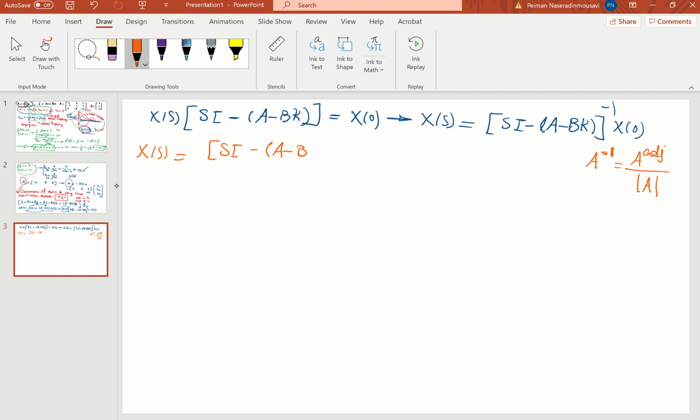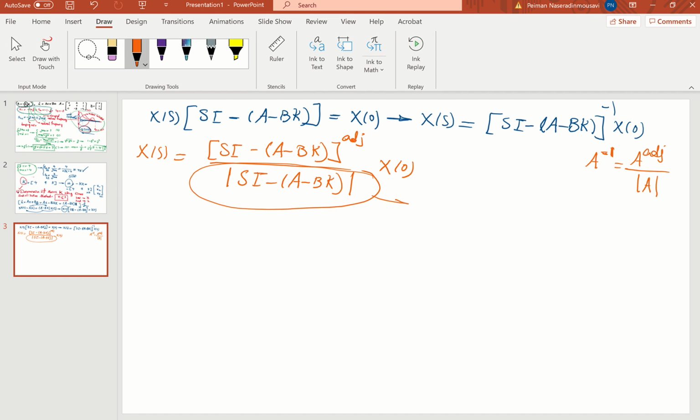So x of s for this system is the adjugate of (sI minus A minus BK) divided by the determinant of (sI minus A minus BK), times x. This is the S domain, okay? So you see this determinant. What does this give you? The poles of the system. Remember, I was doing that. This is the poles of the system.